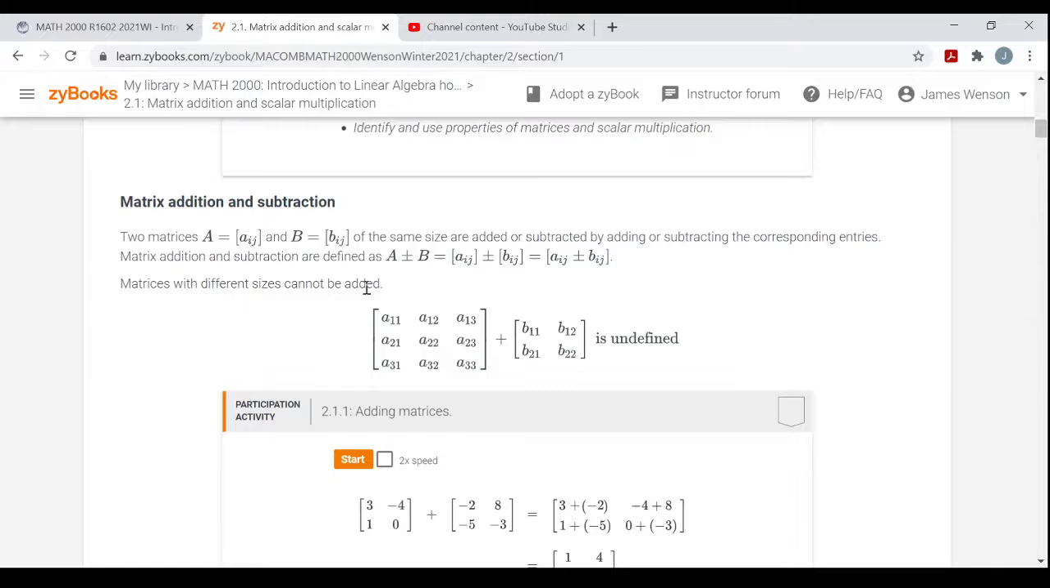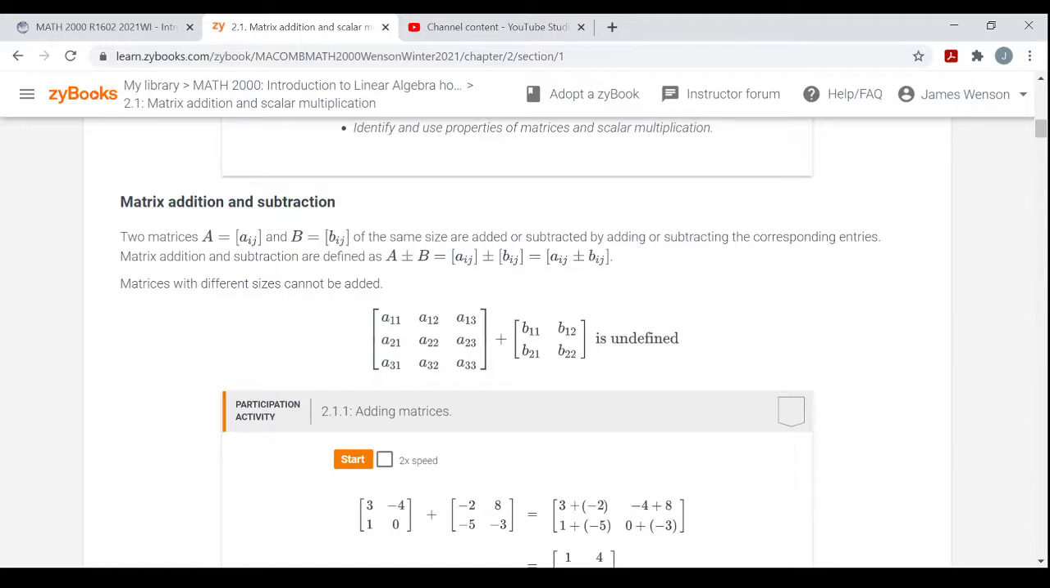And then a huge one here, right? I said same size. They have to be of the same size in order to be added and subtracted. Matrices with different sizes cannot be added. So they show you an example here. Here's a 3 by 3 matrix plus a 2 by 2. See the different sizes? So this is undefined. There is no sum. There is no result here. You cannot add matrices with different sizes.